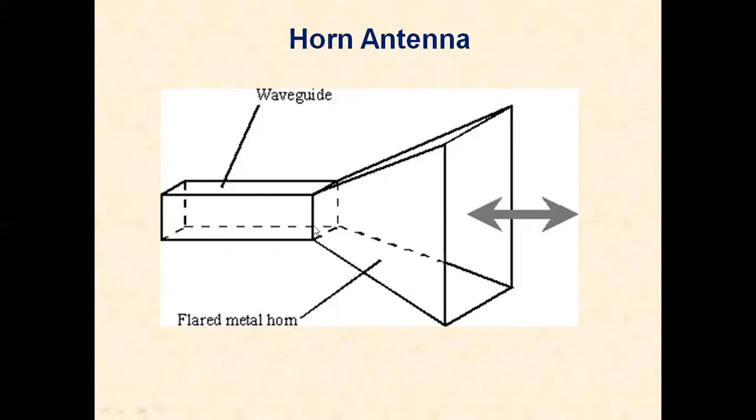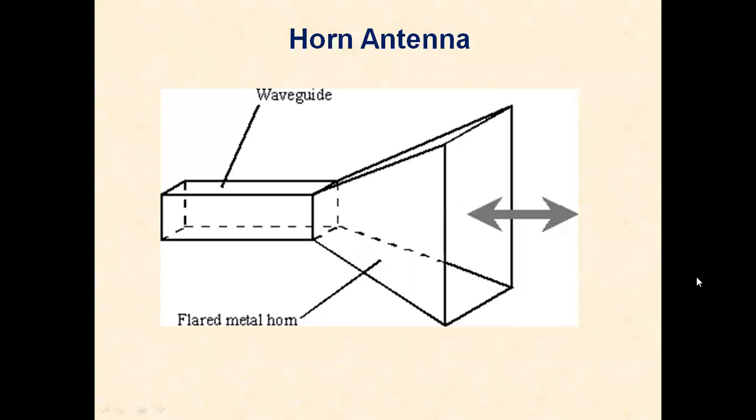This waveguide is flared at the other end. Flared means it is bent like this. It is an opened out structure like this. So due to that, what happens? Instead of reflections at the open end, these electric signals are converted into electromagnetic waves and they are radiated into the space. So a horn antenna is nothing but a waveguide flared in the form of a horn at the open end.